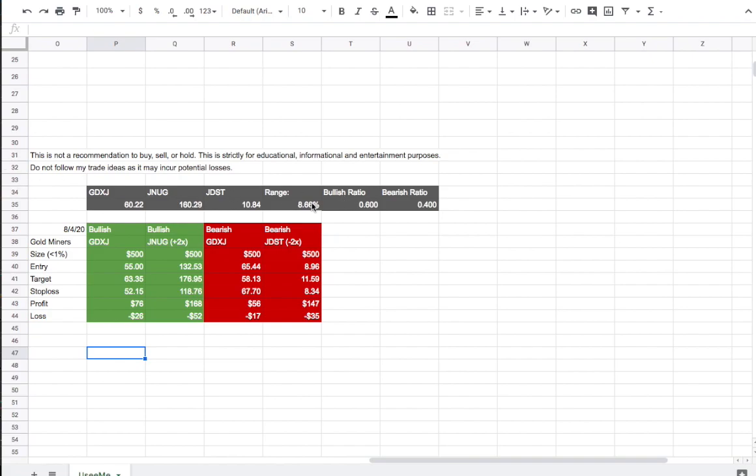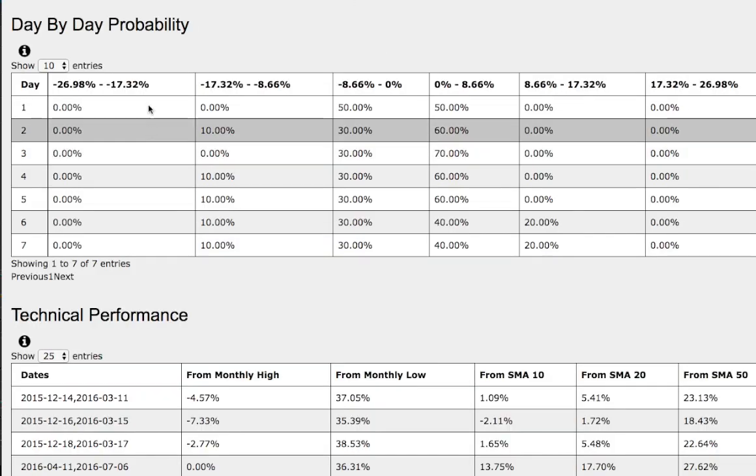The day-by-day probability model and the bullish and bearish ratio come from this model right here, the day-by-day probability model. These models are available in the link below, so do check it out. As we progress to the 5th day, we have a 6% chance for gold miners to climb between 0 to 9%, and to the downside a 30% chance for it to fall between 0 to negative 9%. And in the extreme case, a 10% chance for it to fall between negative 9% to negative 17%.